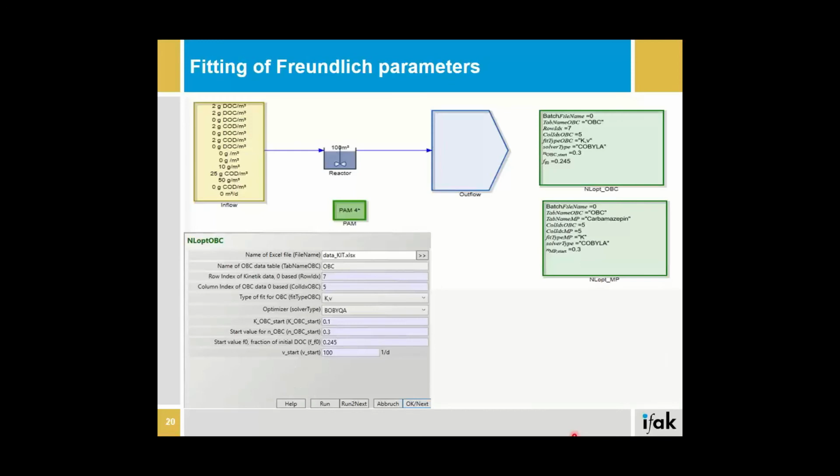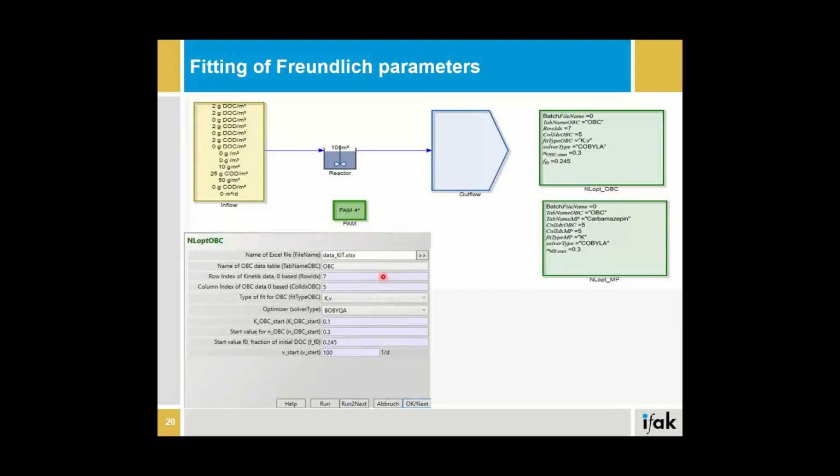So here we have a screenshot of the fitting model and the developed scripts. This one is for the organic matter, and this one is for the micropollutant. This is the script dialog. The developed script accepts kinetic and isotherm data as input and offers several options for fitting.